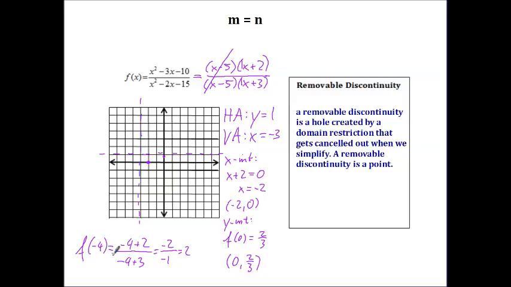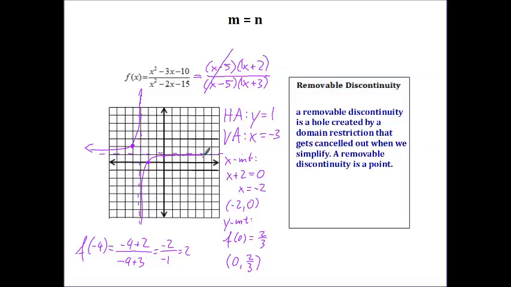f of negative 4 is equal to negative 4 plus 2 over negative 4 plus 3, which is equal to negative 2 over negative 1, or just positive 2. So we got negative 4 and 2 as another point. And now we can go ahead and graph. This part approaches our vertical asymptote, and it also approaches our horizontal asymptote. The other part comes from down here, going here, approaching a horizontal asymptote more and more.